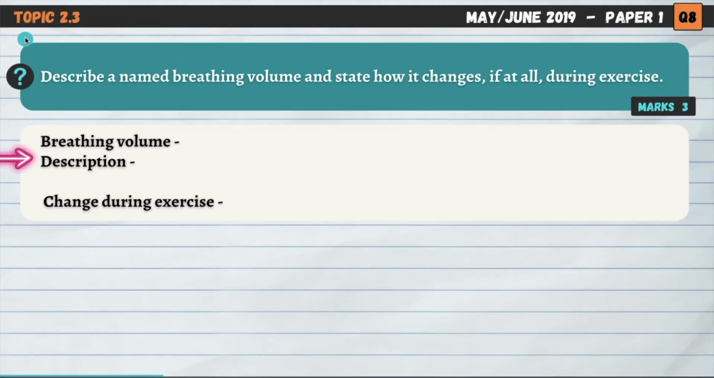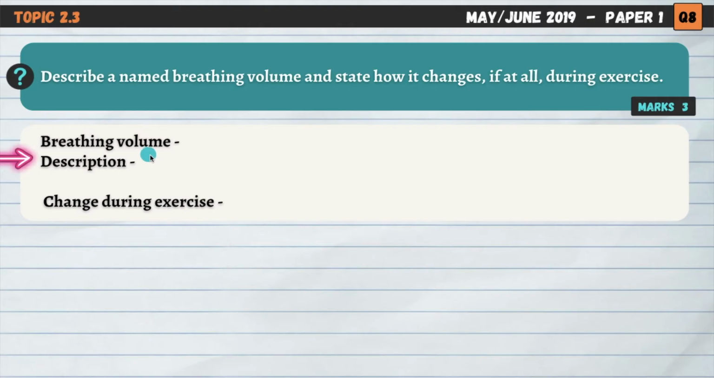Question number 3, topic 2.3 now on breathing volumes. Describe a named breathing volume. That of course means you're going to need to name a breathing volume and state how it changes, if at all, during exercise. This one's worth 3 marks, but it's really simple to understand where they come from since you were given these 3 very clear prompts in your answer booklet.